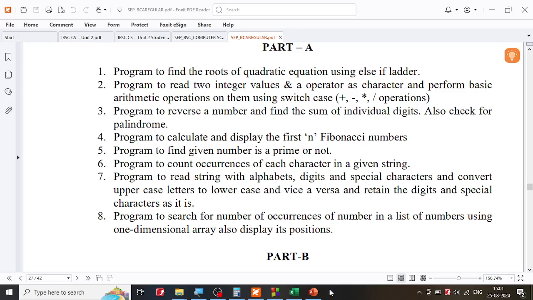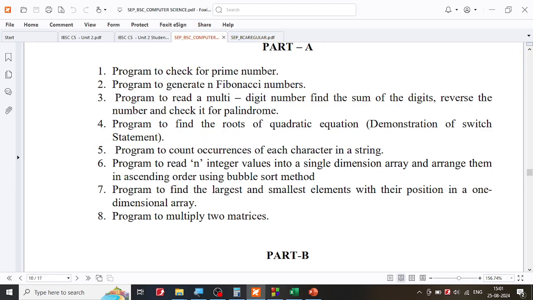Let us try to solve exercise number 1 in part A of the C programming lab. In this program, we are supposed to find the roots of a quadratic equation using an if-else ladder. This same question is there for the BSc students also, where it is the fourth question. Here, they are supposed to find the roots of the quadratic equation, however, they are supposed to use the switch statement rather than the if-else ladder. So I will be working out both of them in the same video.